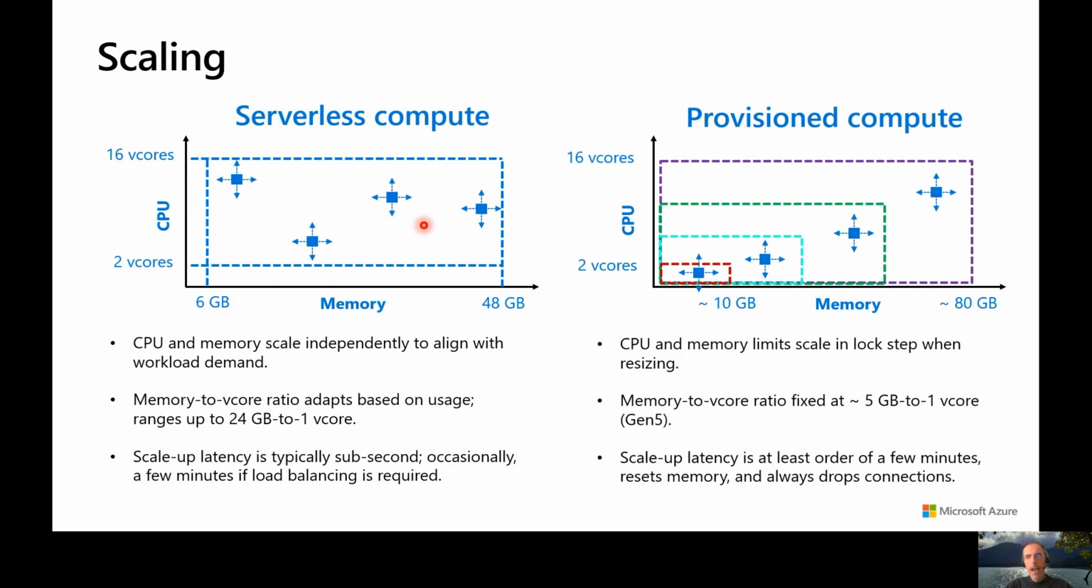Now, if you compare that to scaling with provisioned compute, it's quite a different world. In provisioned compute, of course, the burden shifts to the customer to identify up front the amount of compute that they require for their workload. So suppose I've determined that my database needs 2 cores. Then on generation 5 hardware, that database will be allocated about 10 gigs. Now, one of the advantages of provisioned compute is that those 2 cores and those 10 gigs will be continuously allocated without interruption.